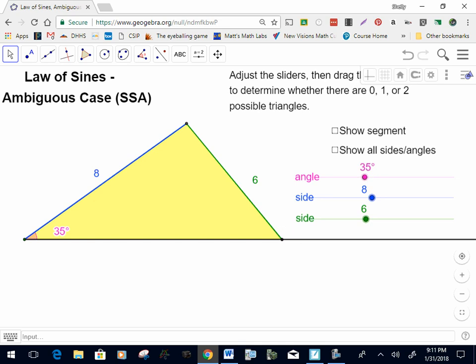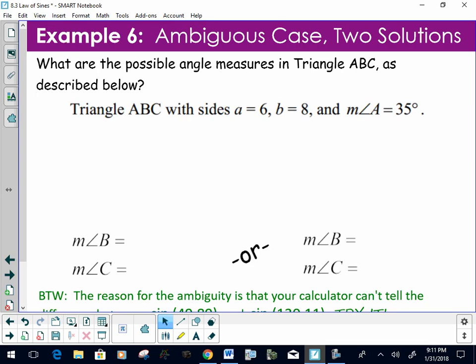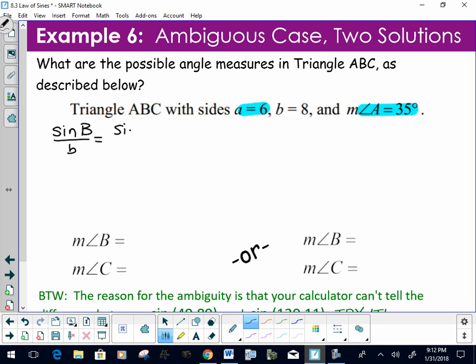Let's calculate the other angles in this triangle. So I'm going to go back here. We'll go through that same process. Let's find angle B first. We're going to use our knowledge about side A and angle A to help us calculate angle B. So it's going to be the sine of angle B over B equals the sine of angle A over A. And if we put in the information we know, our equation would look like this.